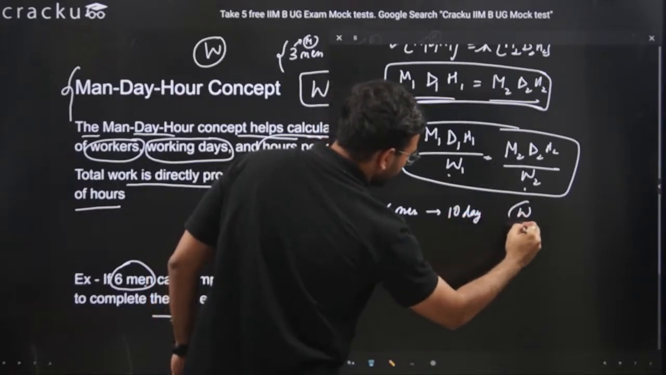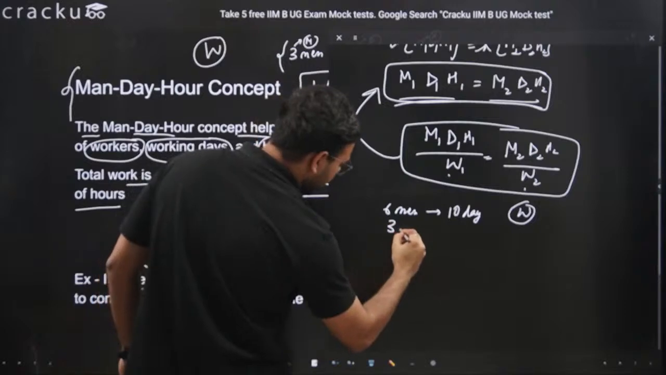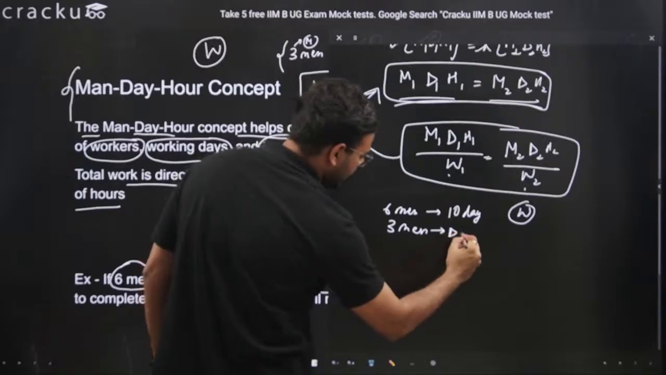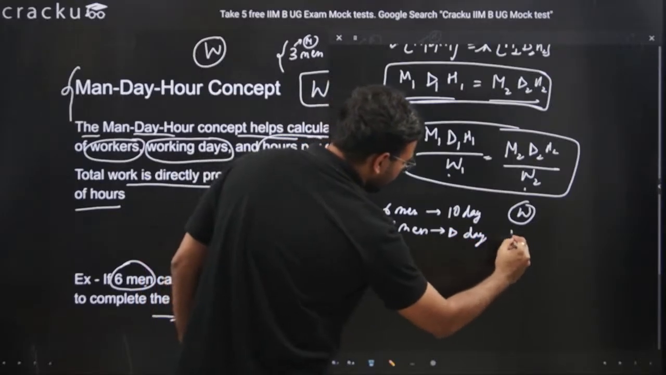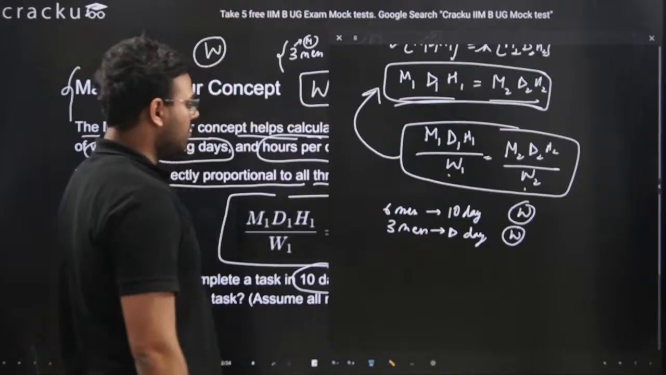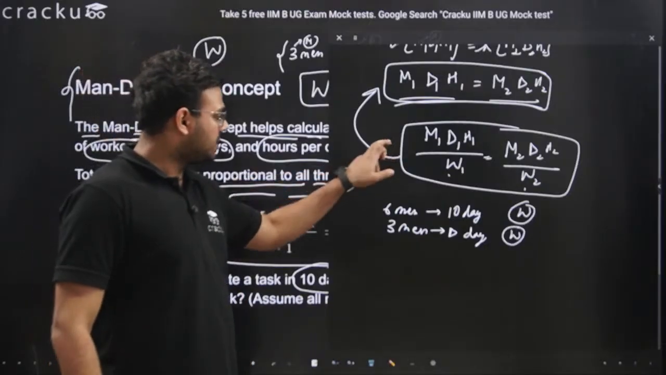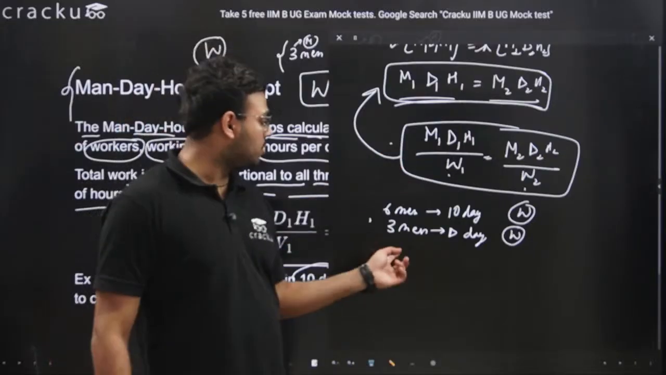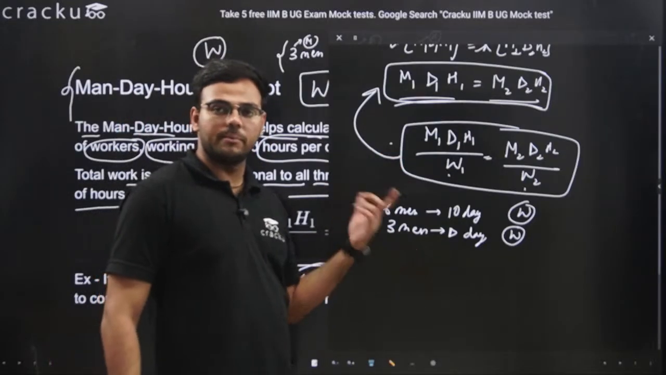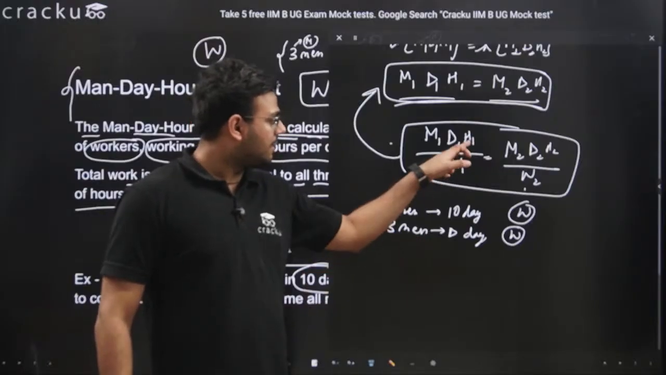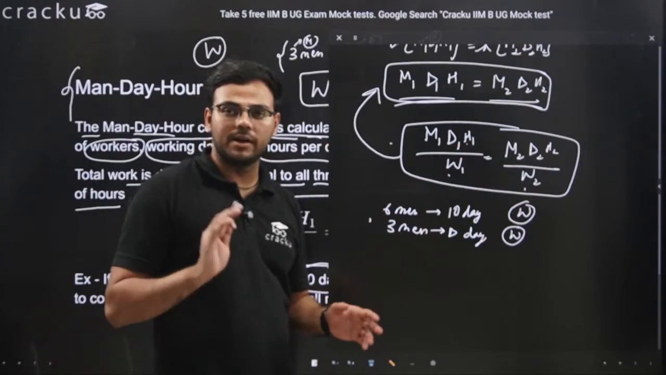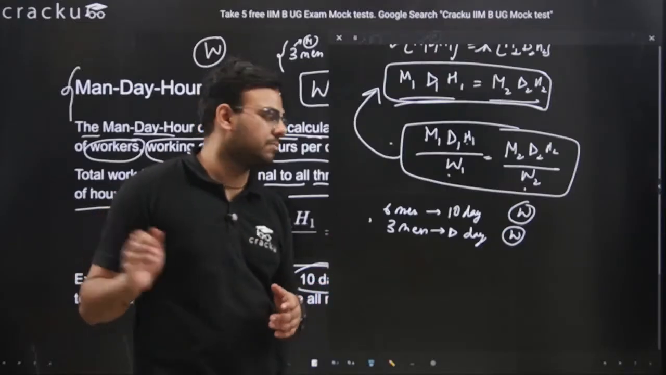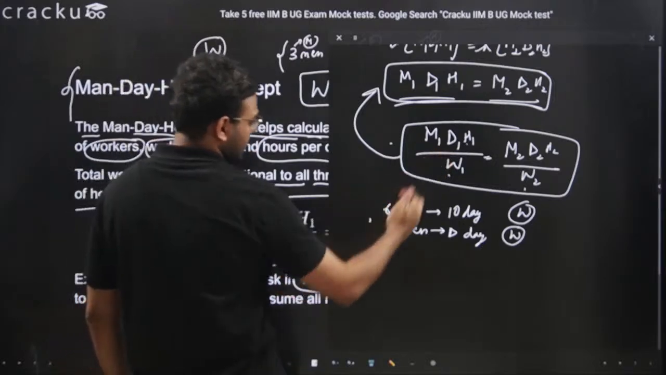for doing some work W, and in some other case 3 men, we have to find out how many days they'll be taking. So we'll say D days for doing the work W. Now what I have to do is use these values and replace them in this formula. We have no discussion about the number of hours they are working, so we'll assume that in both of the groups, men are working for the same number of hours per day. So H1 and H2 will be the same.